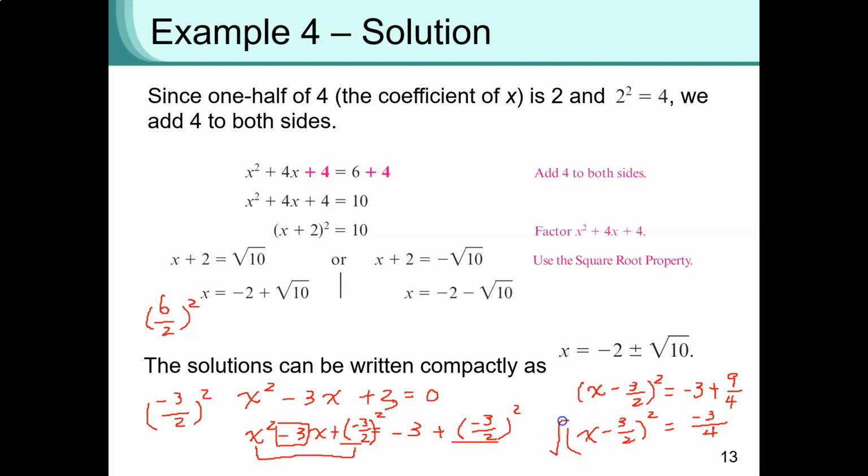Now I take the square root on both sides. So when I take the square root on both sides, it turns to x minus 3 over 2 equals plus or minus root of negative 3 over 4. I bring the negative sign to the outside, changing to i. Then we bring the -3 over 2 to the right, and it turns to 3 over 2 plus or minus root 3 over 4, which is equivalent to root 3 over 2 i.